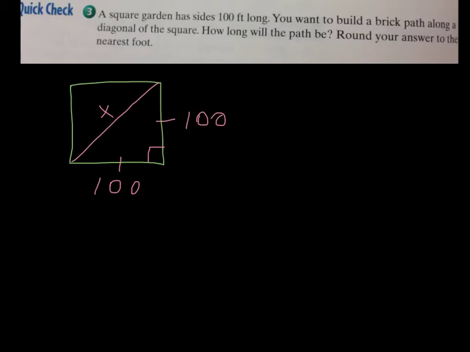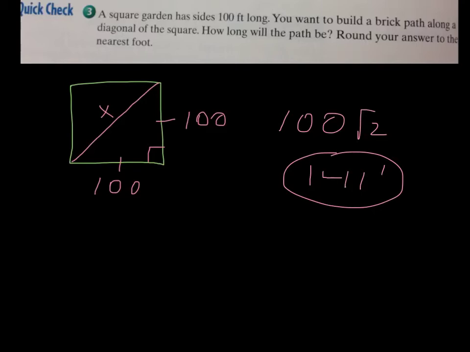Okay, here we have our square garden and our brick path down the middle. You like how I made the garden green and the brick path red? Okay, so we've got to get the length of the diagonal of, again, a 45, 45, 90. So we're simply going to take the length of the leg and multiply it by the square root of 2 to get the length of the hypotenuse. So in simplest radical form, it's going to be 100 times the square root of 2, which when we plug that into our calculator, we're going to get approximately 141 feet for the length of the brick path.